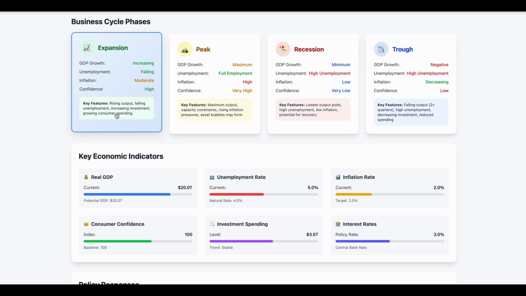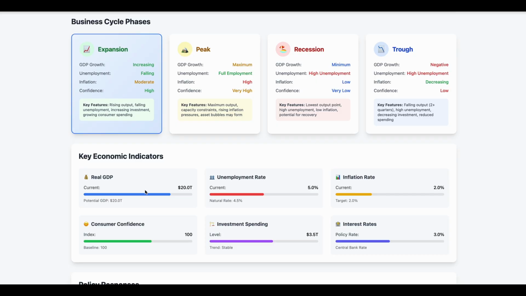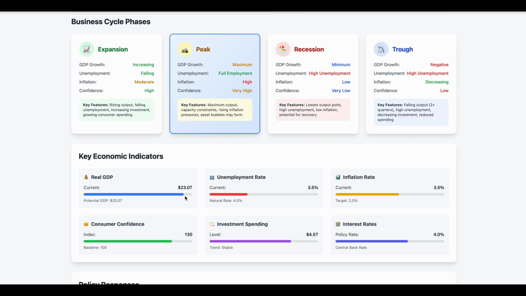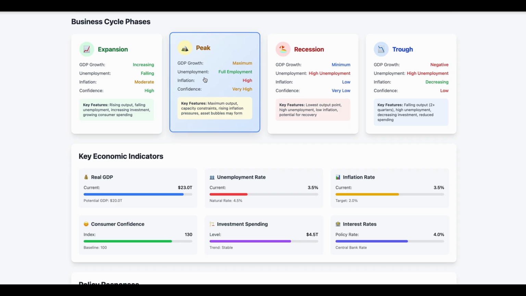At the time of expansion, the real GDP is rising, unemployment rate is pretty much in control and can be said to be falling, and inflation rate is also in control, and a 2% inflation rate is very much accepted by countries throughout the globe. The minute it reaches peak, the real GDP rises from 20 to 23 trillion, unemployment rate falls, and inflation rate rises. As visible, inflation is going to be high at peak.